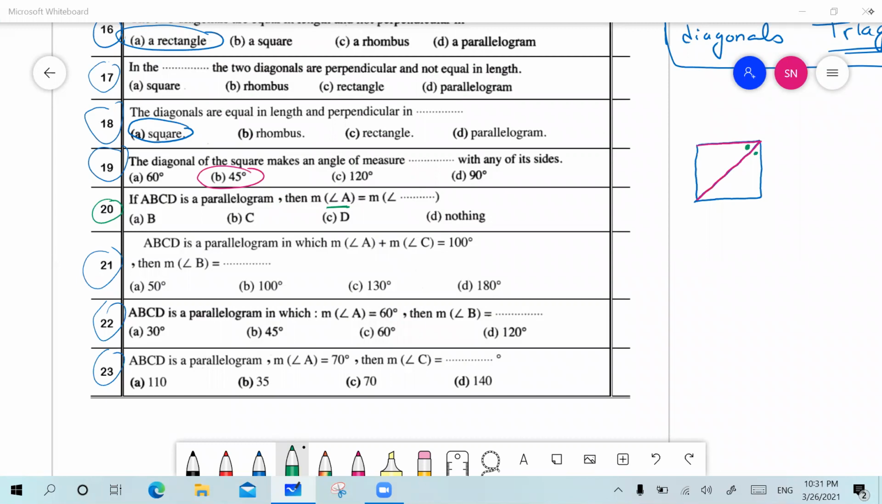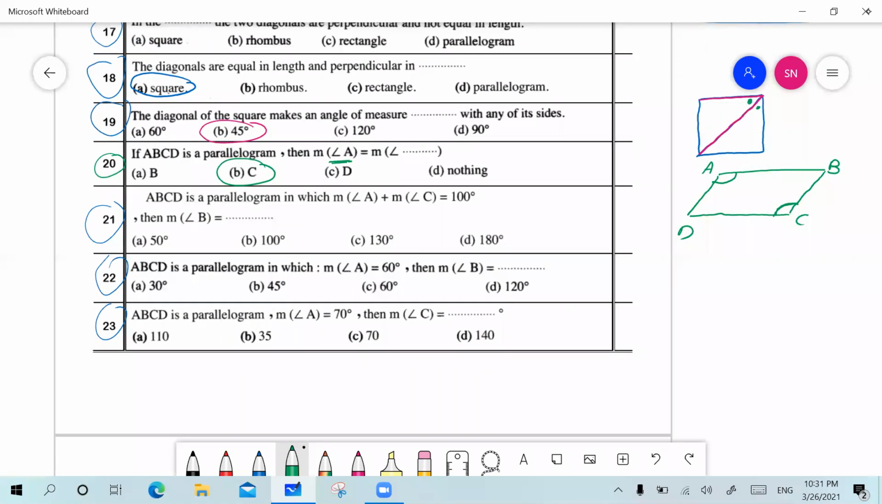ABCD is a parallelogram. Angle A is equal to what angle? ABCD is a parallelogram, so angle A is equal to... Mustafa. Yes, angle A. I can't hear you, Mustafa. Angle A equals which angle? Equal to angle C because they are opposite angles. I think you said C, right? Now, thank you, Mustafa.